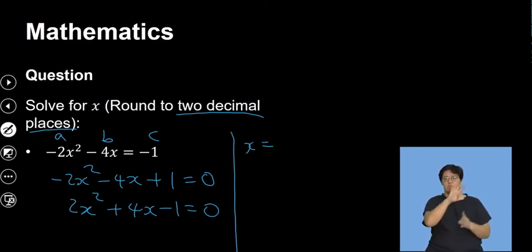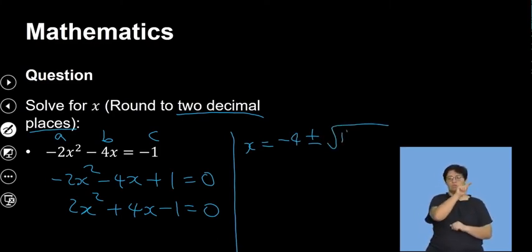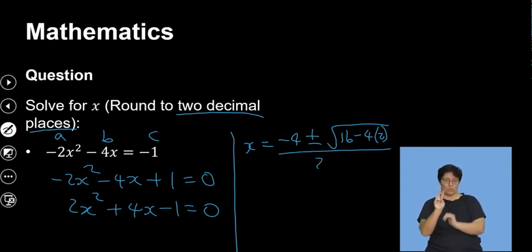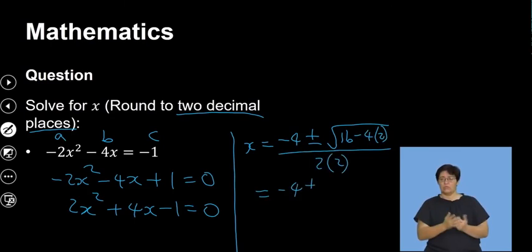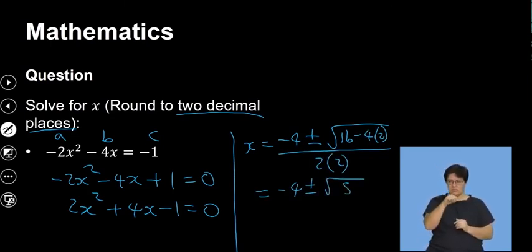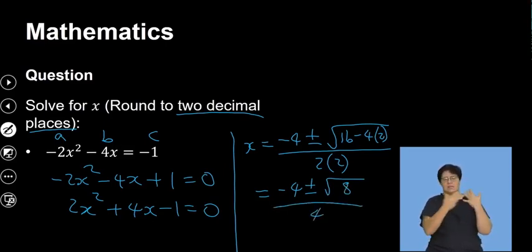x equals to, the B is a positive 4, so minus 4 plus or minus the square root of, I will have 16 there, minus 4 into 2, sorry. And then divided by 2 into the 2 there, which will simplify to minus 4 plus or minus the square root of 16 minus 8, which is 8, over 4. Then you press your calculator there, it will give you 2 decimal places when you separate them and round it off to those. So I hope that makes sense, guys.